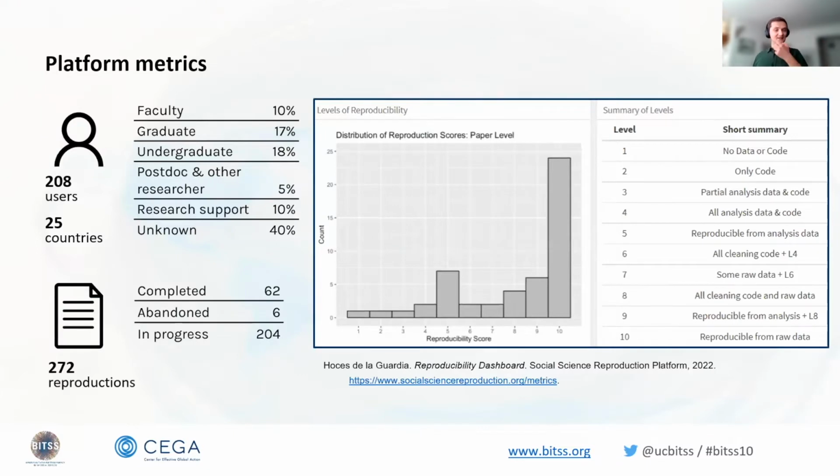In terms of where things stand right now, as Ted said, we launched in August of 2021, and we're steadily growing the platform. Currently we stand at 208 registered users, the majority of them instructors and both graduate and undergraduate students. This community is pretty much global, in 25 different countries. They've contributed 272 reproductions so far, 62 of which have been completed, and there are hundreds still ongoing. This is work in progress.